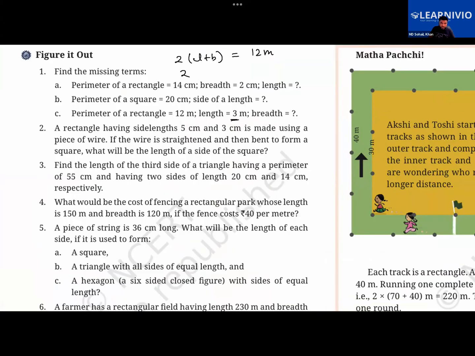Sir, for question number B, you are saying. Yes. For that, it is correct, 5 centimeter. Very good.